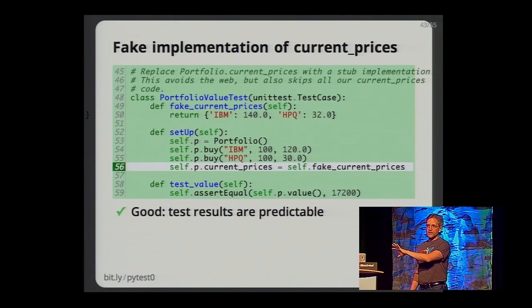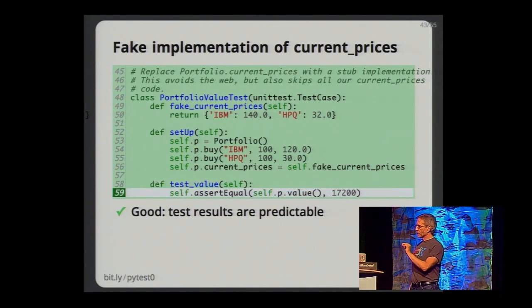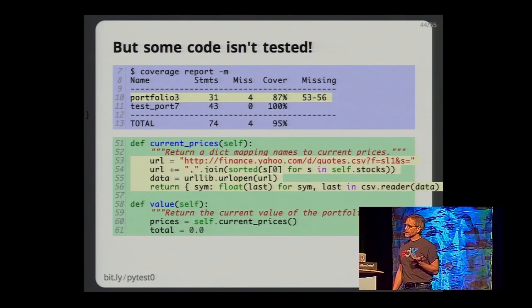And this works. So this is a little odd, and if you haven't dug really deep into Python internals, you may be surprised to see that you can just replace methods like this on objects, but it works. And now when we run our test and we look at self.p.value, it will actually call self.p.currentPrices, which is our method, fake current prices, which will return that fixed dictionary, and we haven't made any network calls. And we can assert that the value is what we know it's going to be because we know what lies we told about the current price of IBM and HP stock. So good, the test results are predictable. The bad thing is that there's some code that isn't tested.